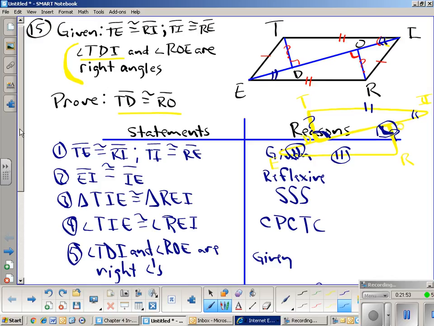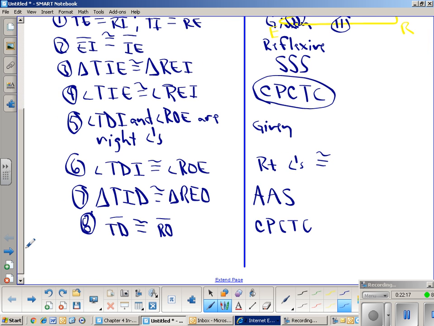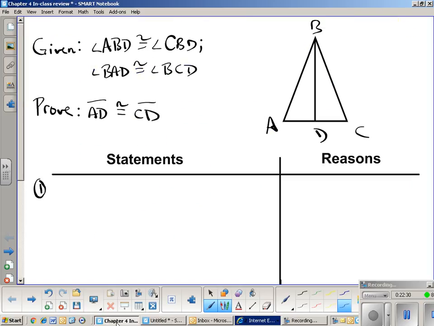Darn, I get distracted. There's one more thing I wanted to say. Oh, that's what it was. Notice we use CPCTC twice in these proofs, didn't we? Every time we used it, it was the step immediately following what? Proving triangles are congruent, right? Every one of them.